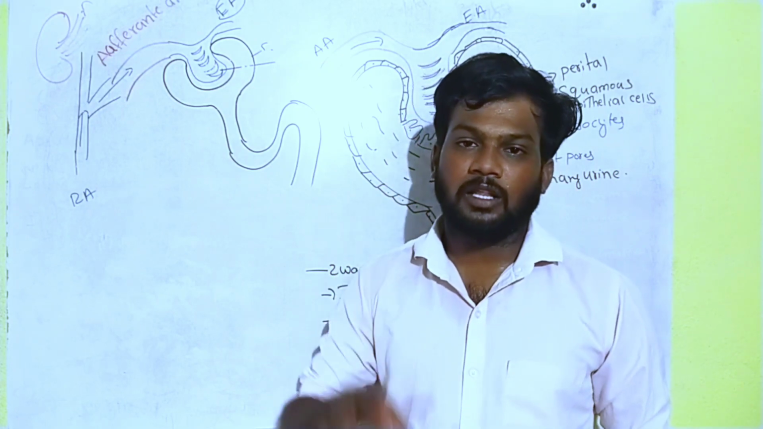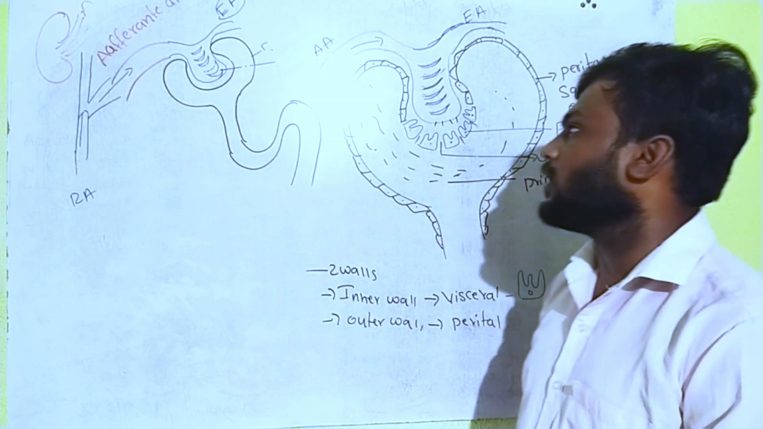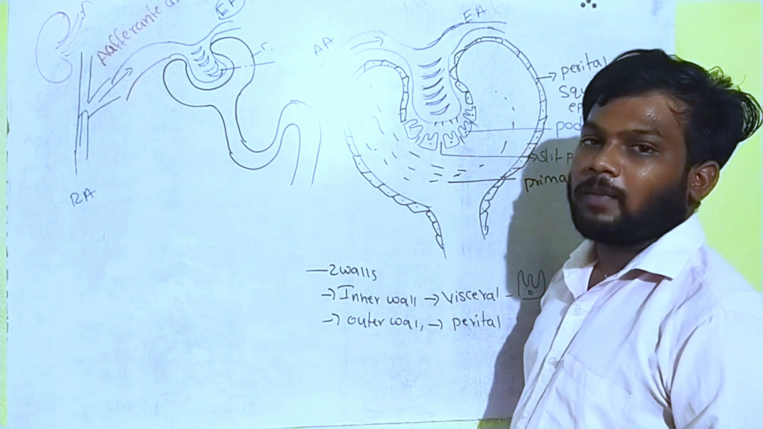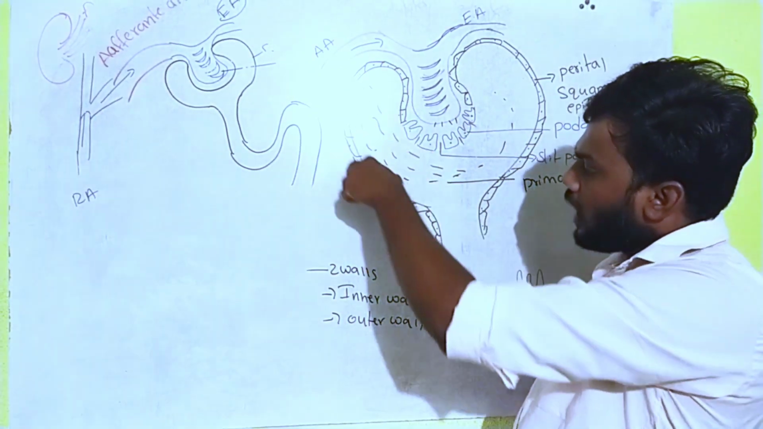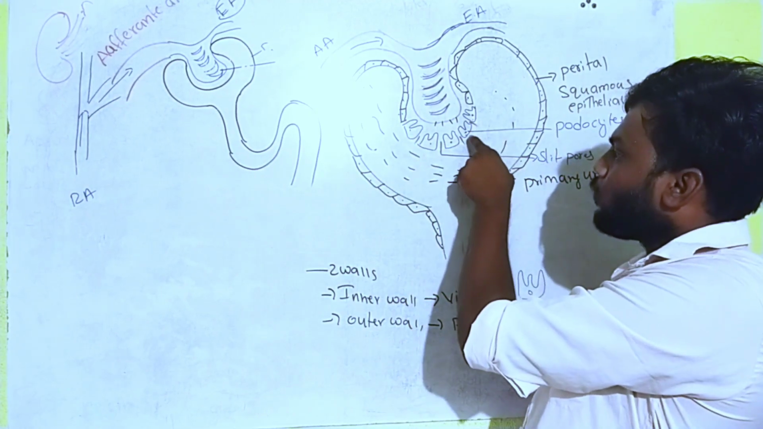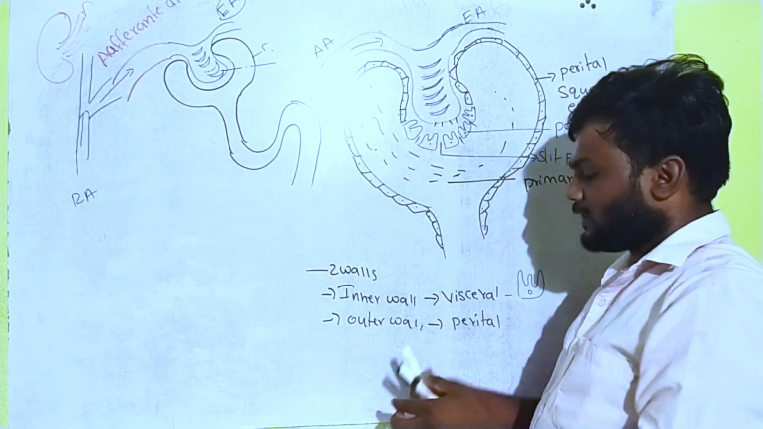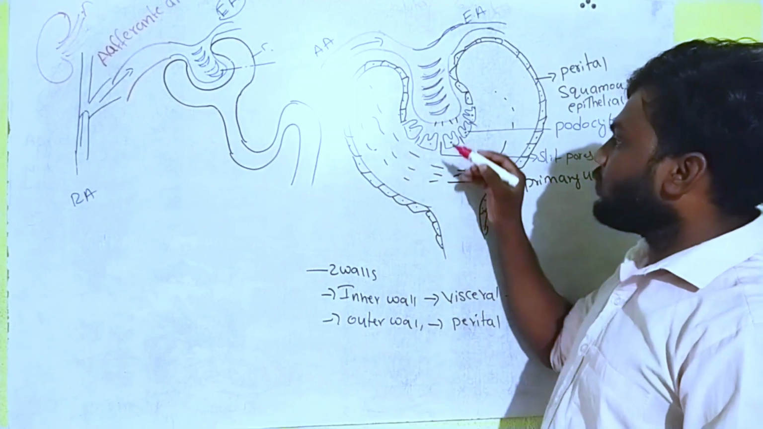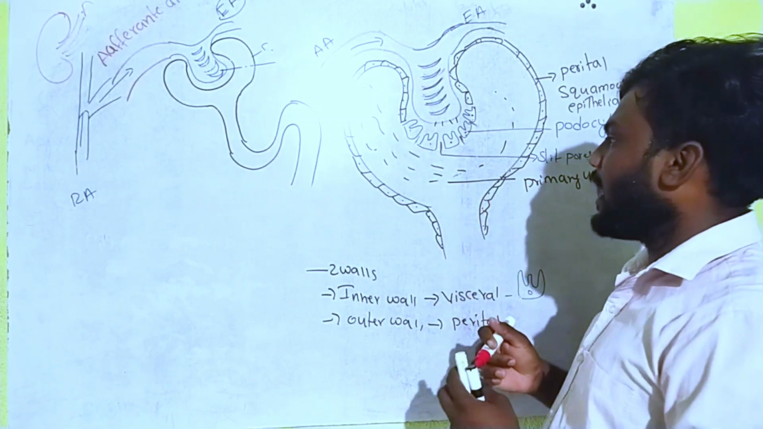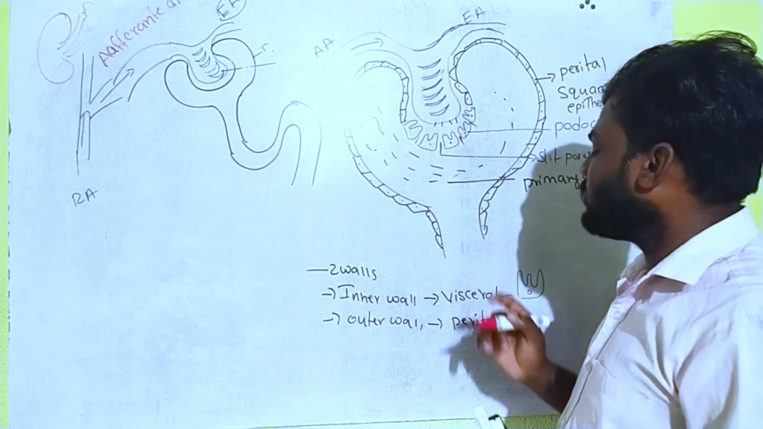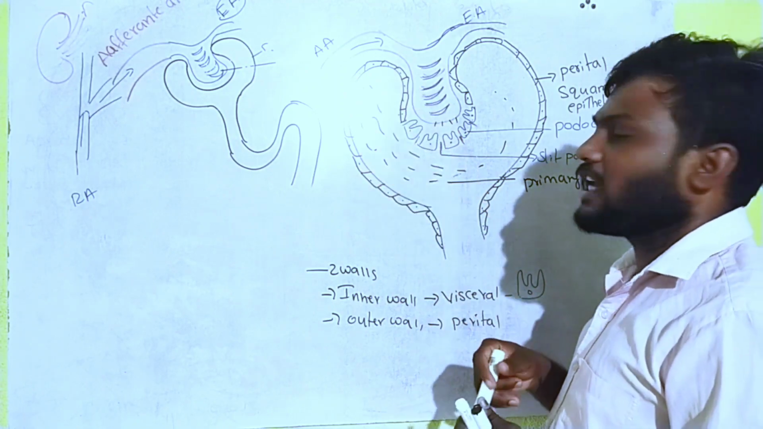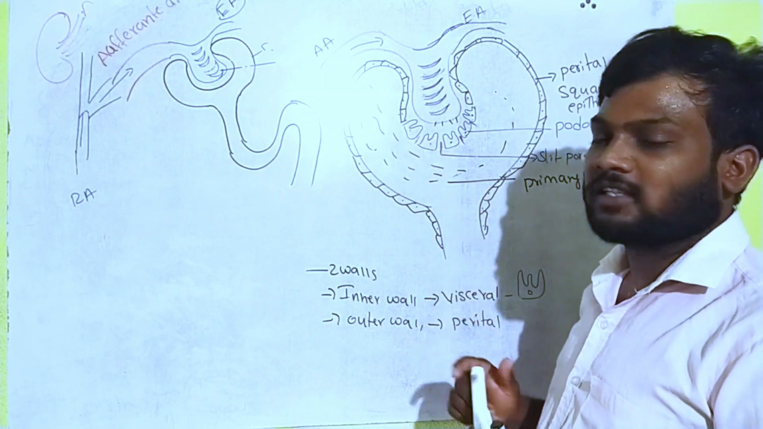In this Malpighian body, the blood will be filtered. How will the blood be filtered? We know that Bowman's capsule is lined by two walls: one is the inner wall, one is the outer wall. The inner wall is lined with podocyte cells. In between the podocyte cells, it has some gaps or pores. This we call slit pores. This inner layer is the visceral layer. The outer layer is lined with squamous epithelium cells, which are very flat cells.